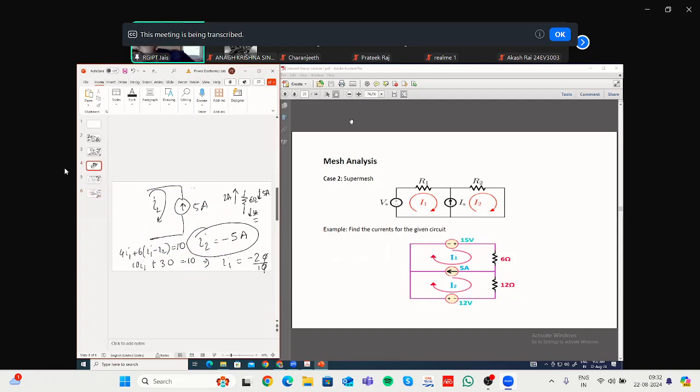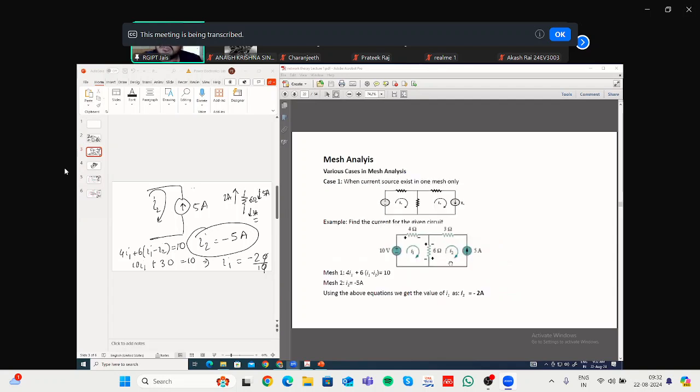Can't we apply KVL separately? You can apply, but then you will get two equations of I1 and I2. And how will you write this? Because as per our previous example, if there is a current source in a particular mesh, the current in that mesh becomes equal to that current source value. Like, let us say here, for mesh 2, you have considered I2 to be of value 5 and the direction is in the opposite direction, so minus 5.